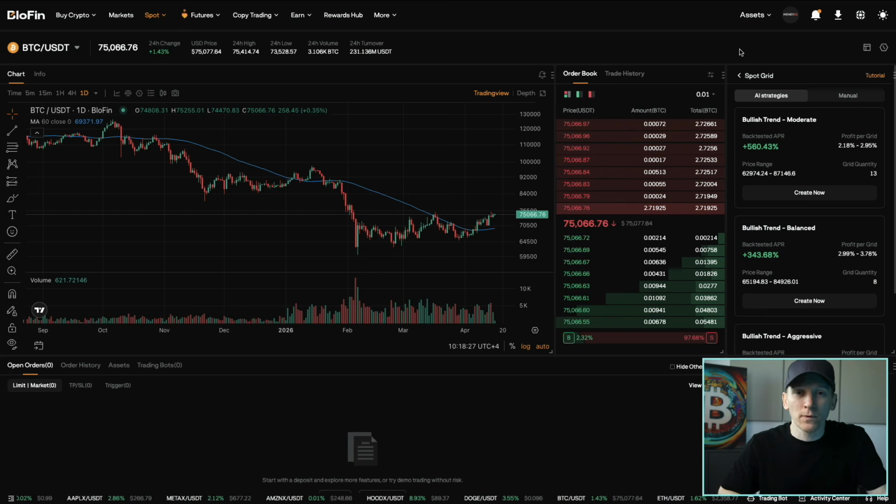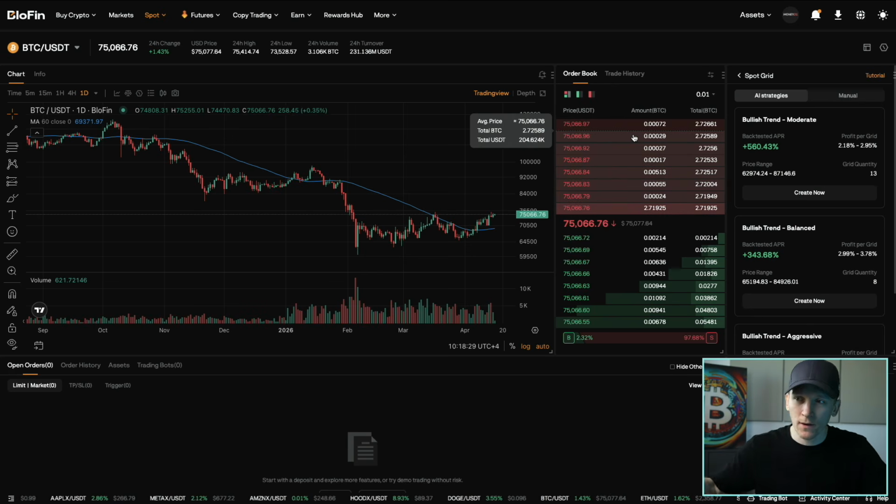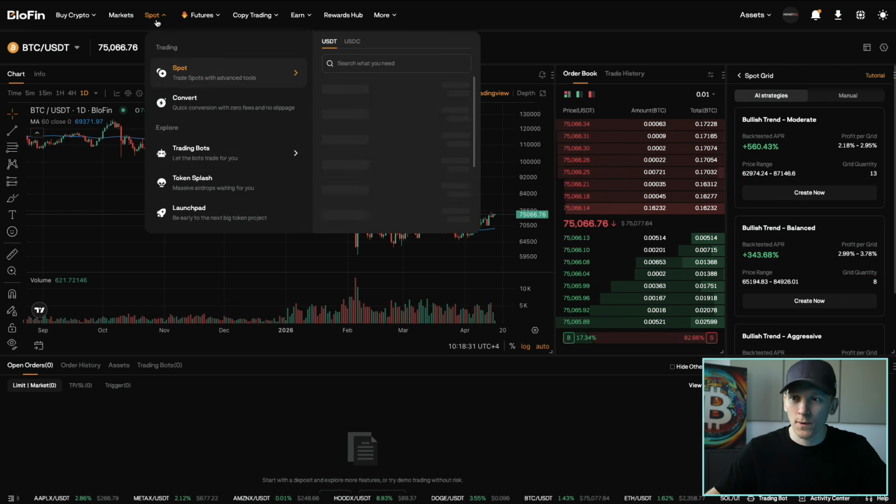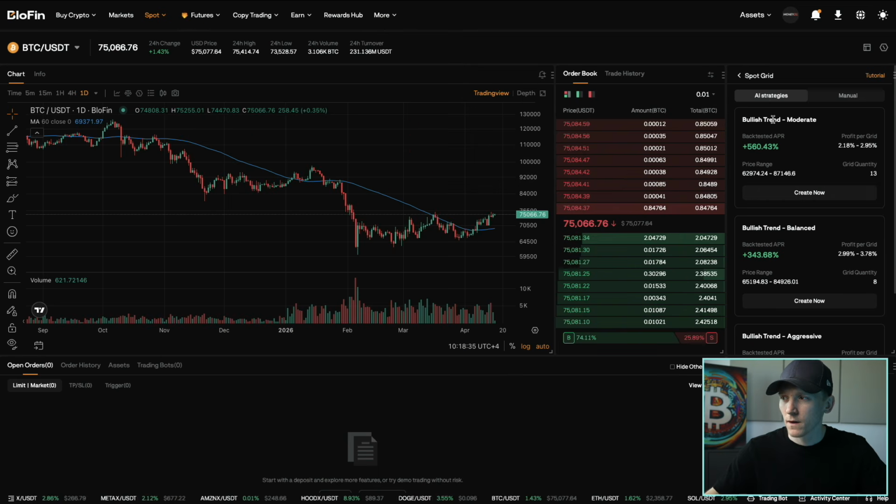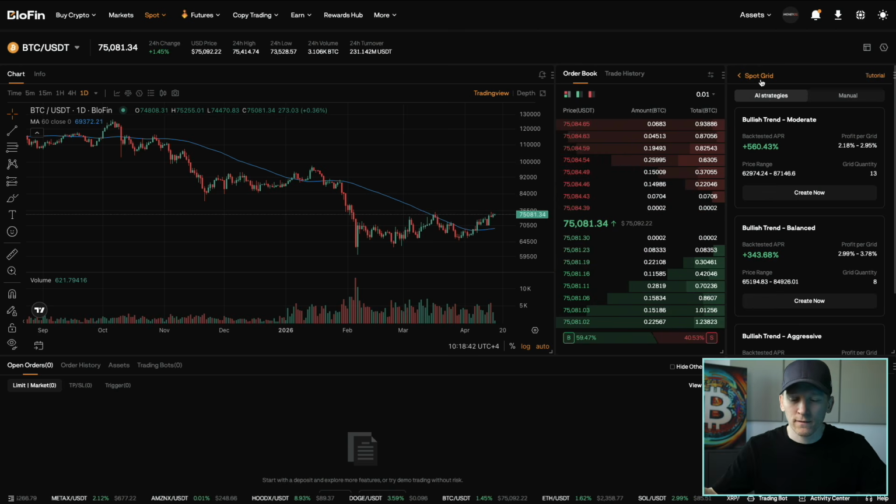Now coming to the grid bot, which is one of the more popular bots on any type of platform. So spot, trading bots, and then grid here. You can use this with futures as well. For a grid, this is mostly used when the price is going sideways, and there are still risks here that you take as well. So let me explain exactly what a grid bot is.